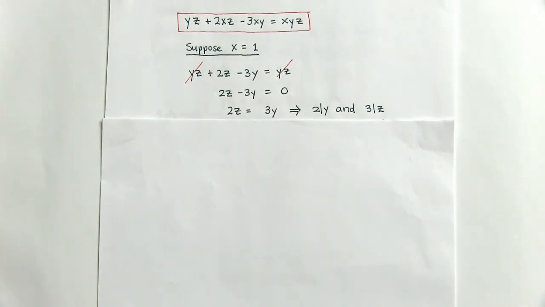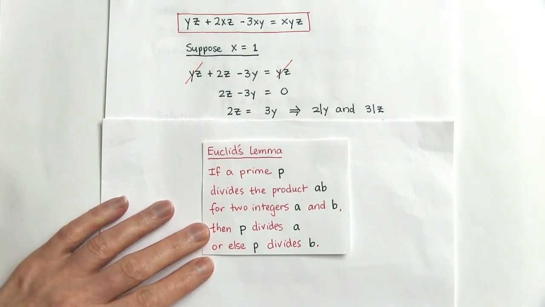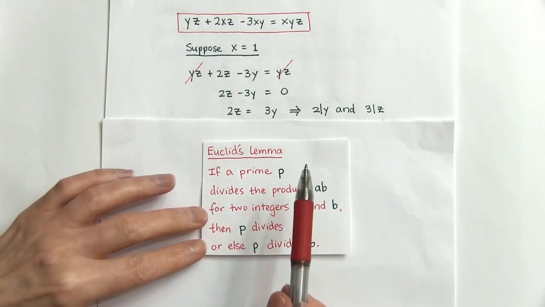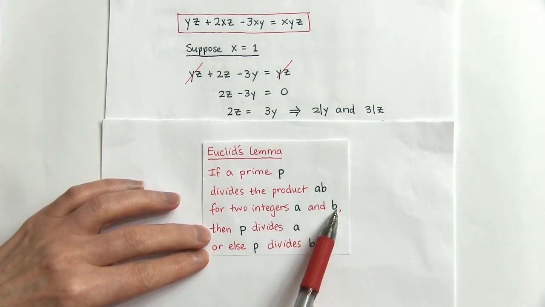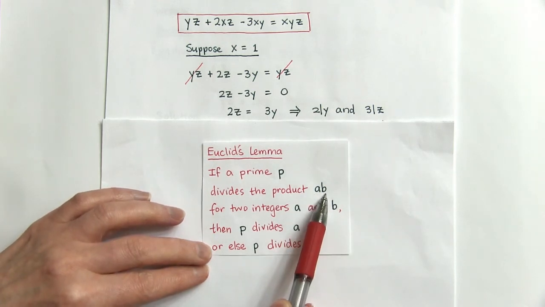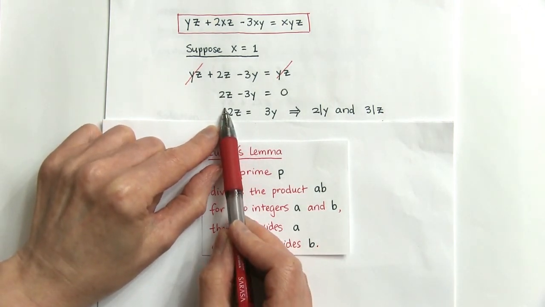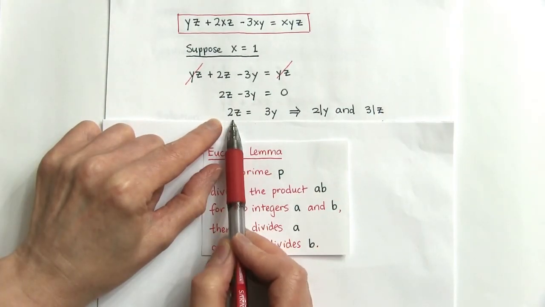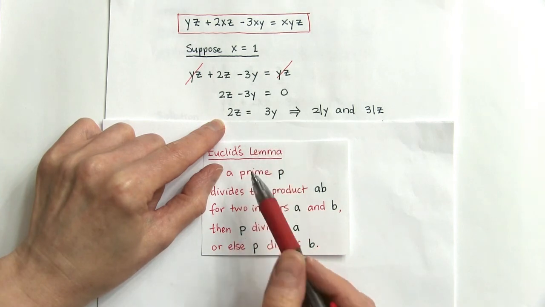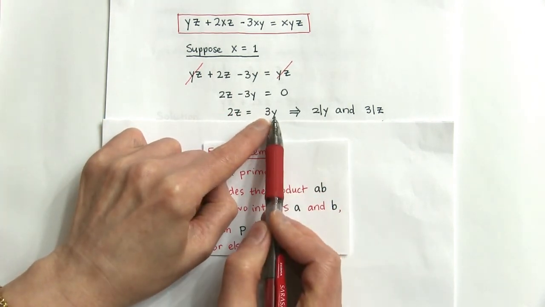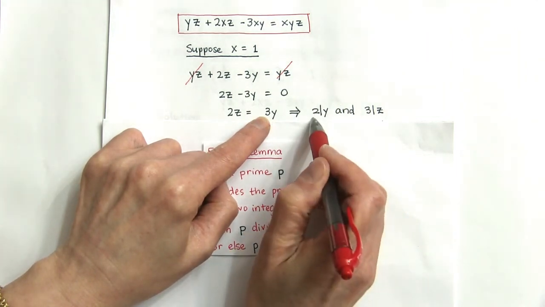Now 2 and 3 are prime, and if we can remember a little lemma about primes. Euclid's lemma says that if we have a prime p that divides the product ab, where a and b are two integers, then p must divide a, or else p divides b. So here we have that 3y is equal to 2z. Since 2 divides this side of the equation, it means that 2 must divide this side of the equation. So by Euclid's lemma, that means that 2 divides 3, or else 2 divides y. Now since 3 is not divisible by 2, the only choice is that 2 must divide y.